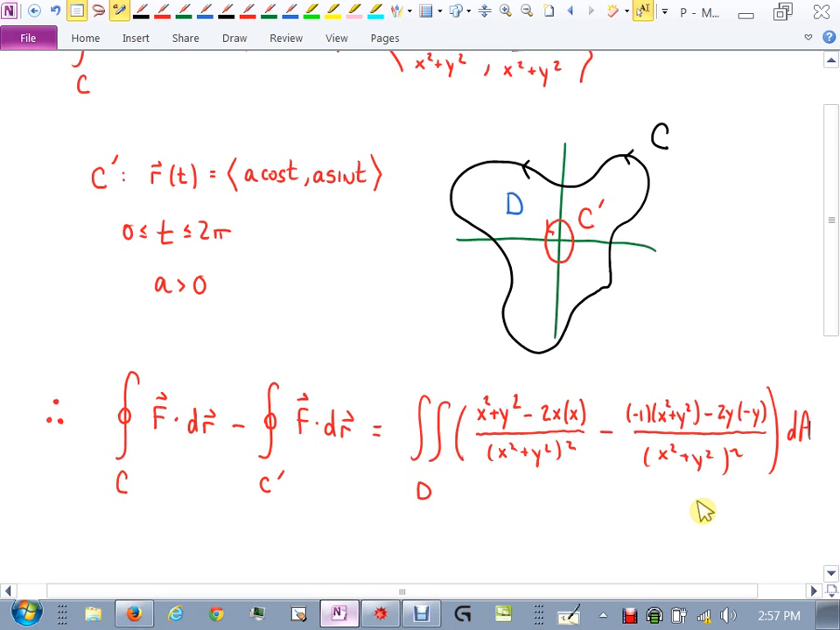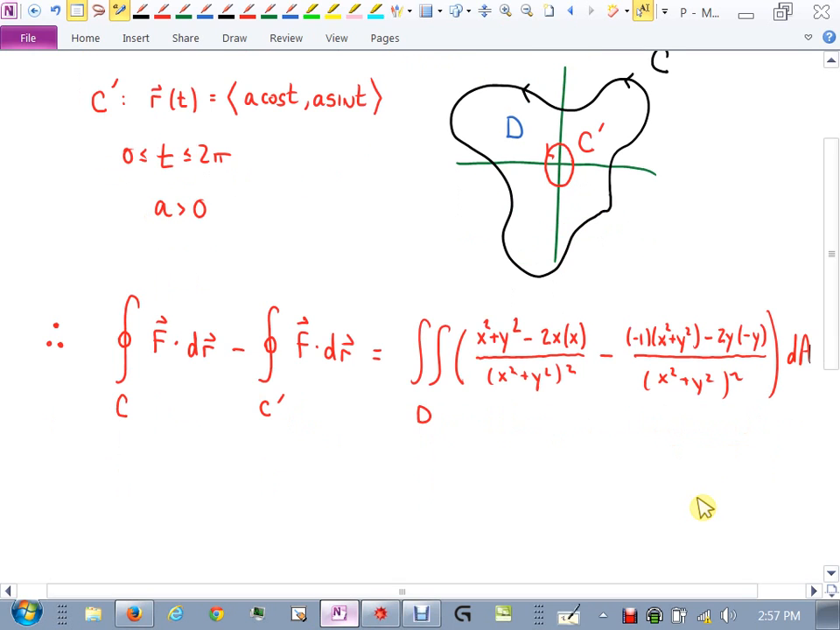What does this turn out to be? So let's look at this top numerator up here. What's this really going to turn out to be right here? x squared plus y squared minus 2x squared, so y squared minus x squared, right? They both have the same denominator, so I'm going to put them together.